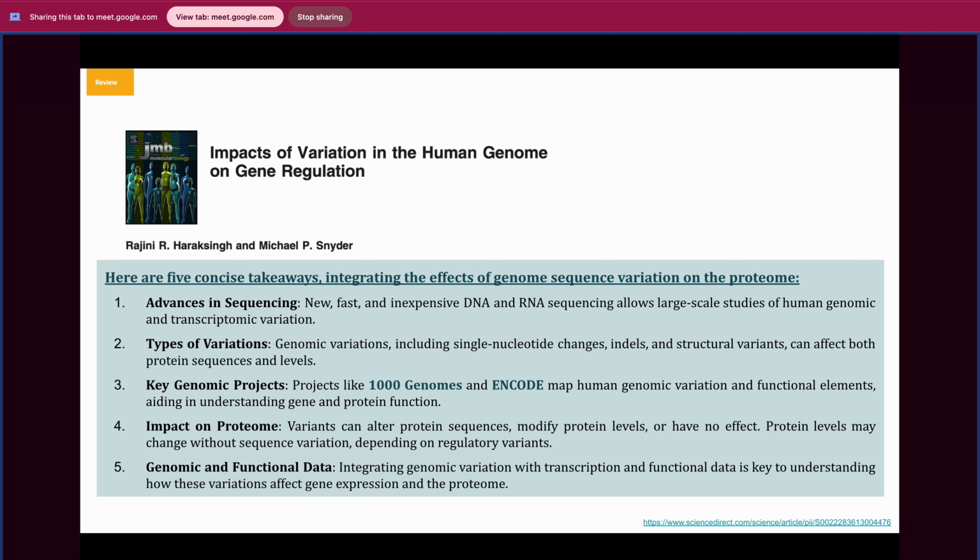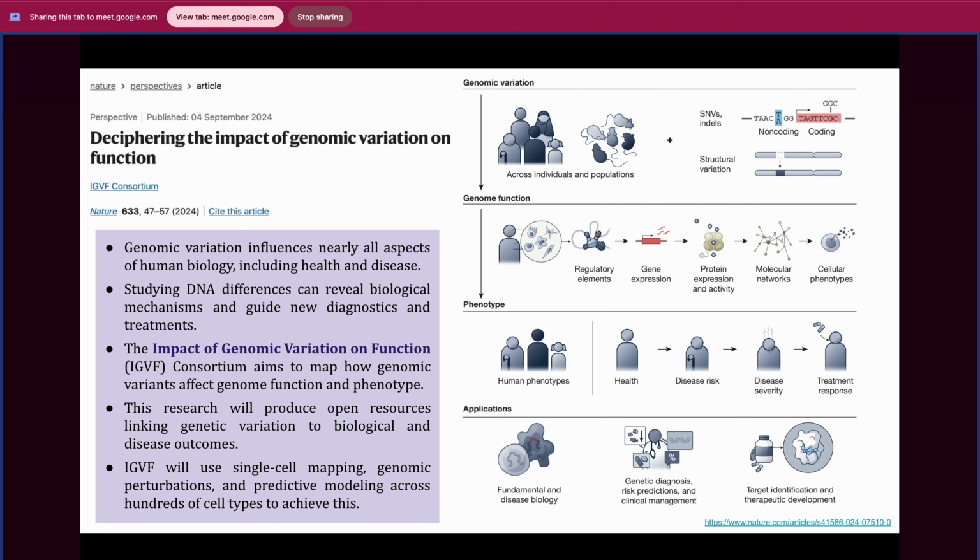will easily explain. This was a very short review in which each and every point was clearly explained, that how the change in sequence is influencing the proteome expression. And then there was another article which was published in the Nature Perspectives. In this also they have mentioned, they have designed a complete consortium, which is the impact of genomic variations on functions. So other than the experimental information which is already available, they are also doing the predictions that how a certain variation can lead to some functional consequence. Their main purpose is to decipher the impact of genomic variation on the function.